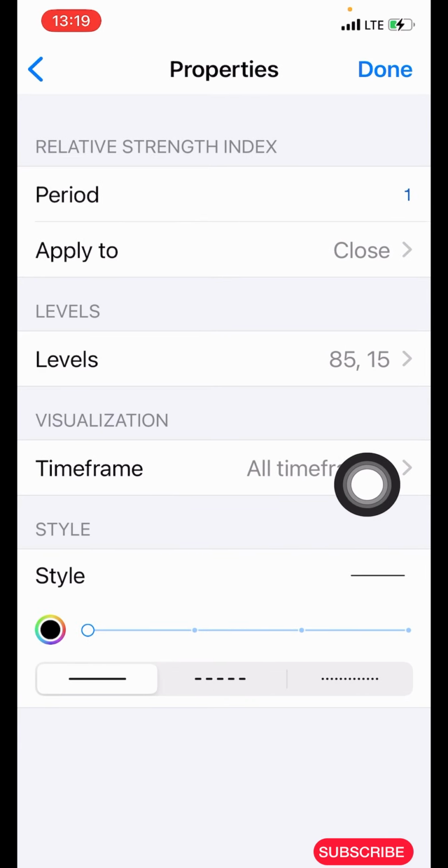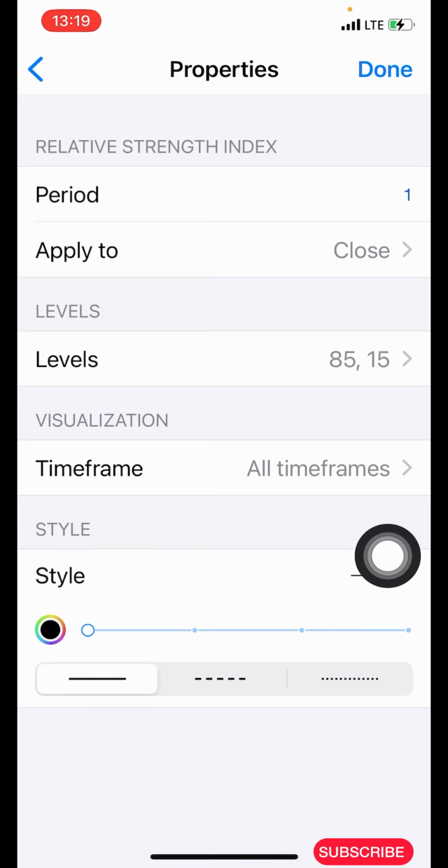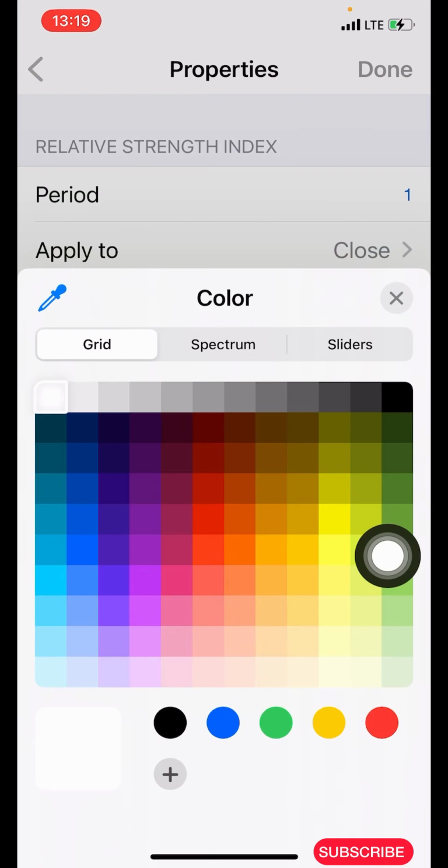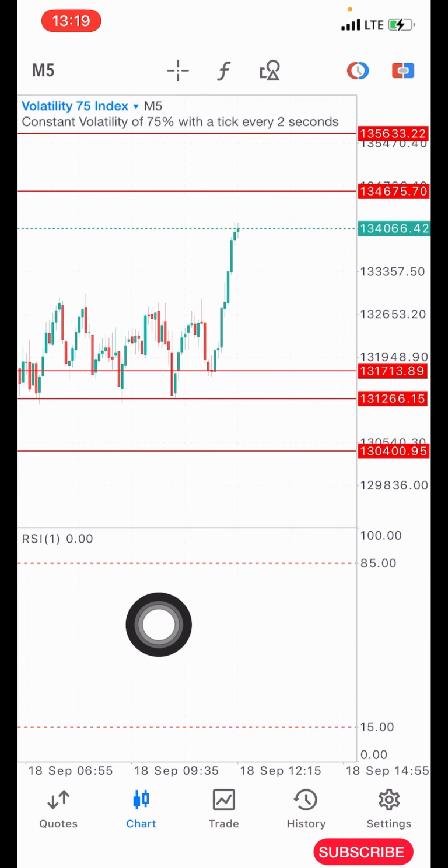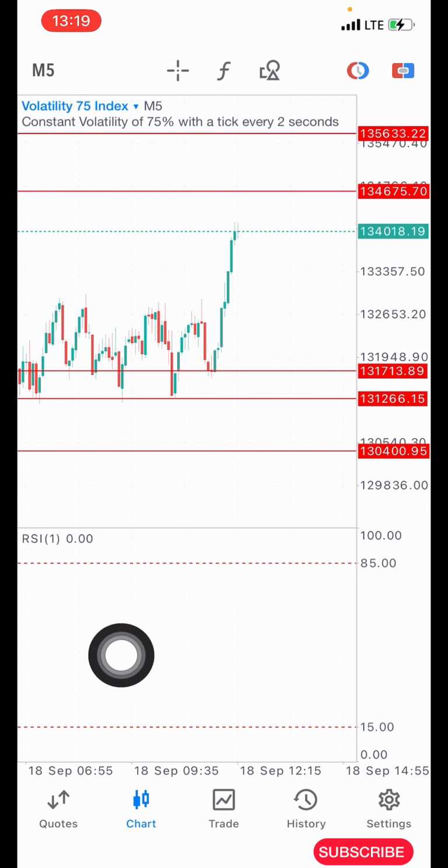The time frame is all time frames. For style, use the color of your background. As you can see, the chart is white right now, so you use the color of your background, 1 pixel, and you click on done. Now we have the relative strength index added to our chart.